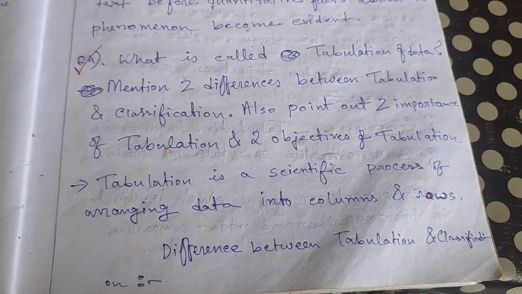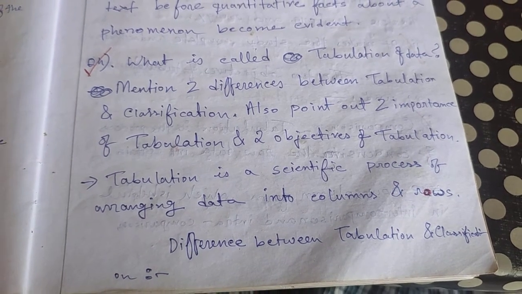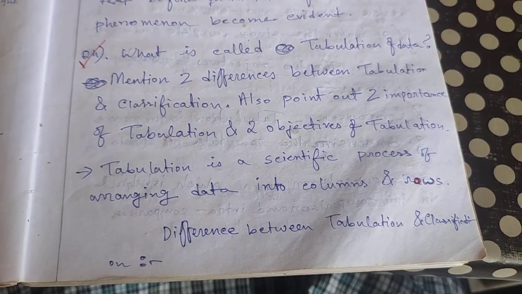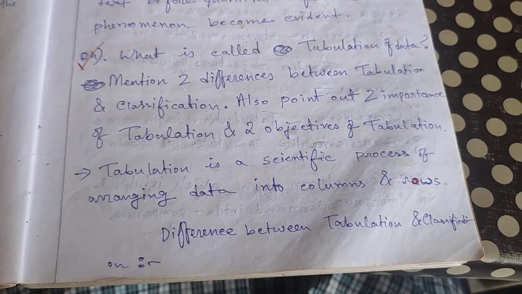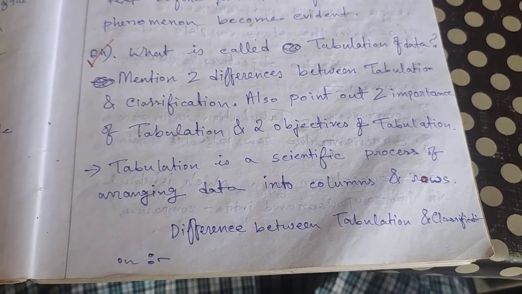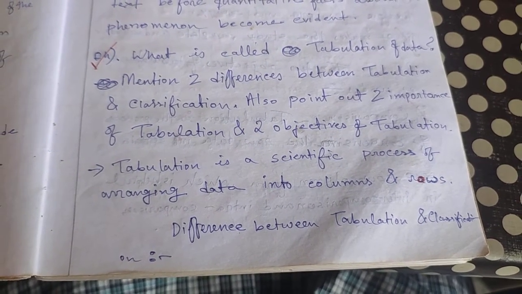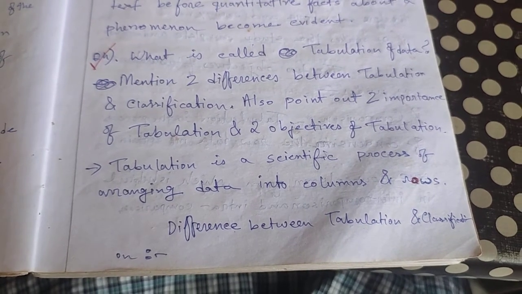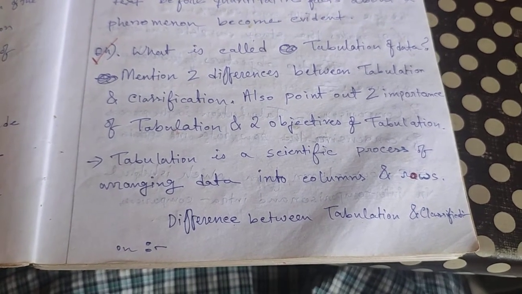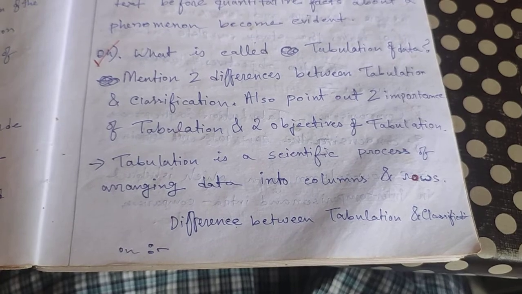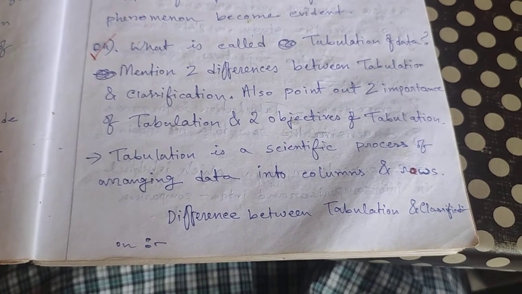Next দেখো, question number 4 কি, what is called tabular presentation? Tabulation of data, ঠিক আছে। Mention two differences between tabulation and classification. Also point out two importance of tabulation and two objectives of tabulation. তো দেখো প্রথম আনসার, tabulation is a scientific process of arranging data into columns and rows. First of the difference between tabulation and classification are as follows.